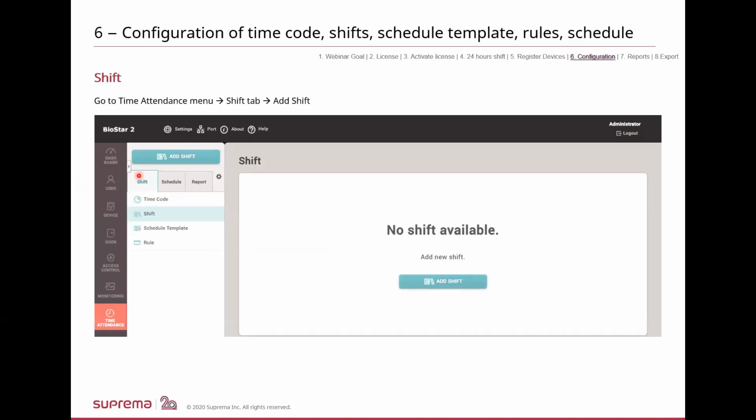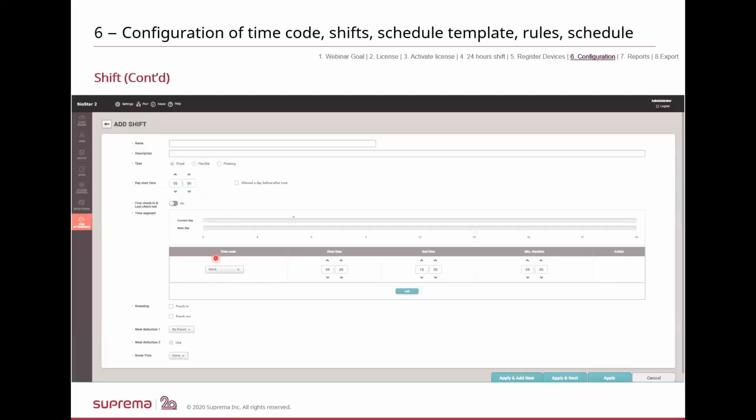So in order to add a shift, you need to go to the Time Attendance module, and under the shift tab, you select shift, then add shift. Once you click add shift, this is the window which is going to be in front of you. So let's navigate this window and understand what each parameter here does.